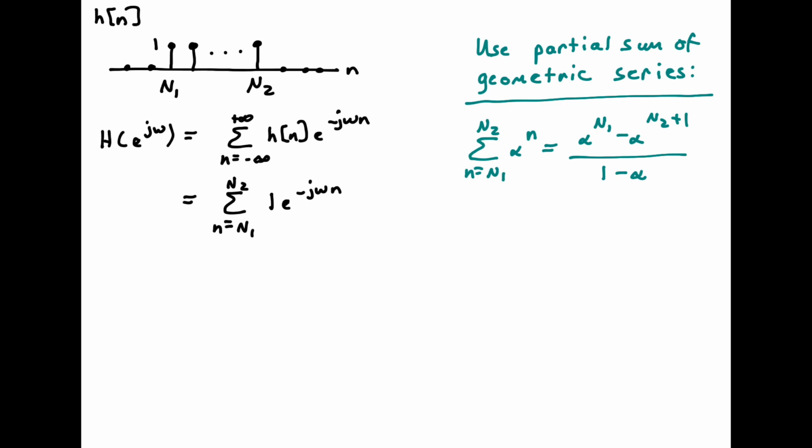Now, in order to solve this summation, we'll make use of the geometric series. This is a geometric series, and we have a formula for the partial sum of a geometric series. So if we're summing alpha to the n from n1 to n2, this is the equation that we can use. This easily fits into that formulation. Now, alpha is just e to the minus j omega, and then we can use this formula directly.